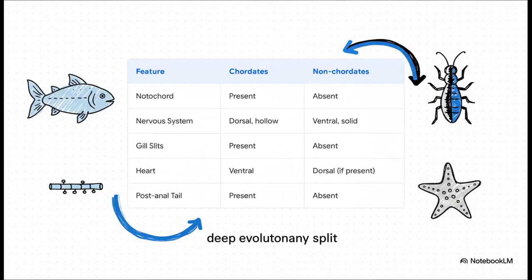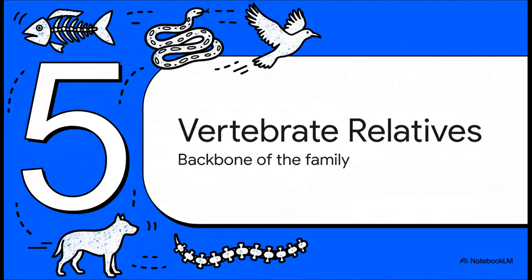This table really lays out the fundamental differences. Chordates, like us, have that notochord, a hollow nerve cord that runs down our back and a tail at some point in our lives. Non-chordates? They're built completely differently. It really shows a major fork in the evolutionary road. Now, inside the chordates, there's a very famous subgroup that you'll definitely recognize: the vertebrates. This is the branch of the family that includes us and a lot of the animals we're most familiar with.